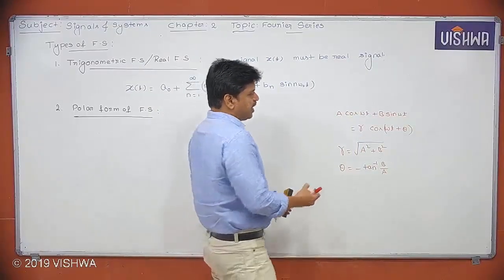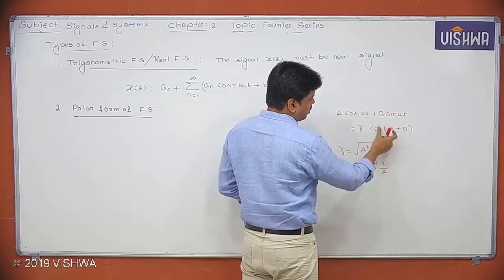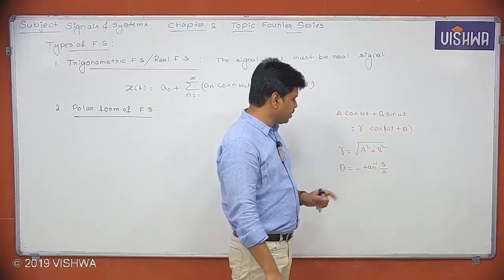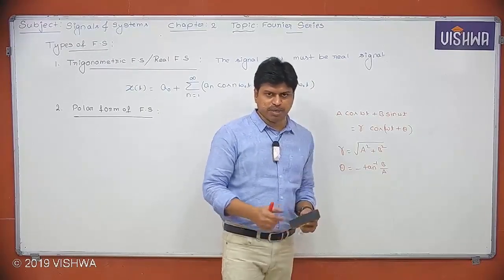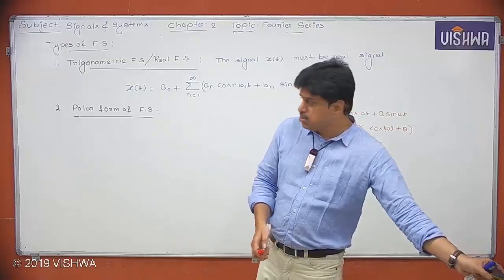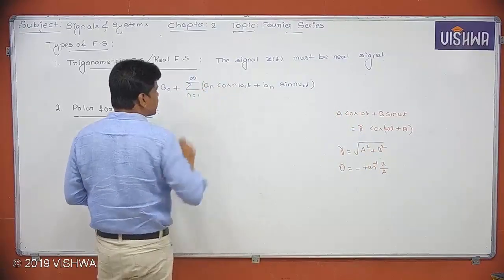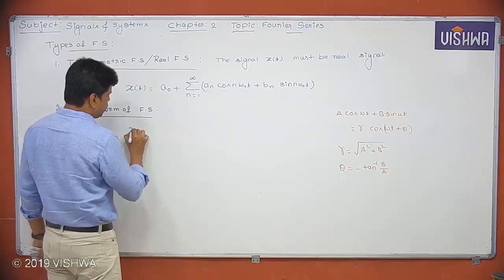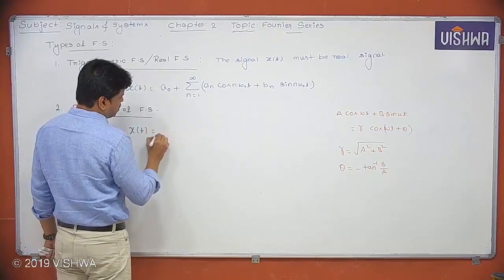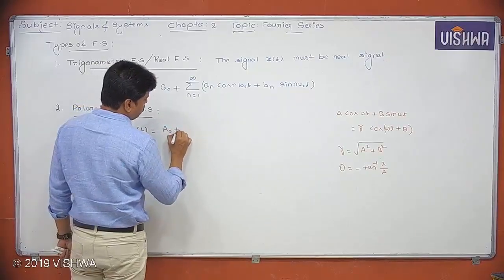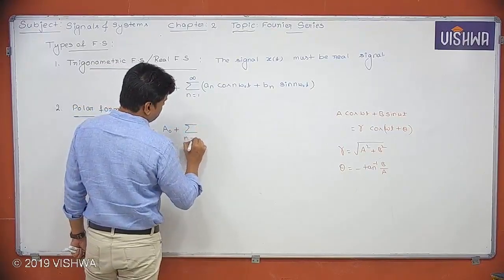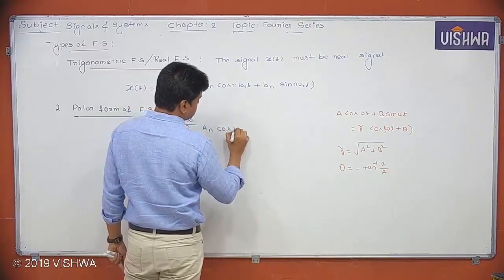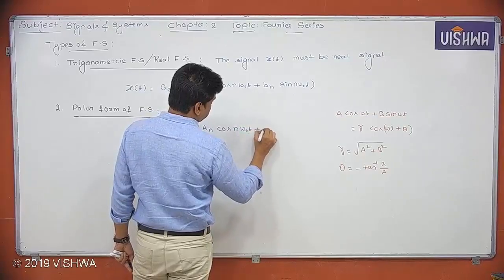So an expression is given like this, and it can be written in this manner. R is root of A square plus B square, and theta is minus tan inverse B by A. In a similar manner, this trigonometric Fourier series can be represented using that formula like this: x of t is equal to capital A0 plus summation n is equal to 1 to infinity An cos of n omega naught t plus phi n.